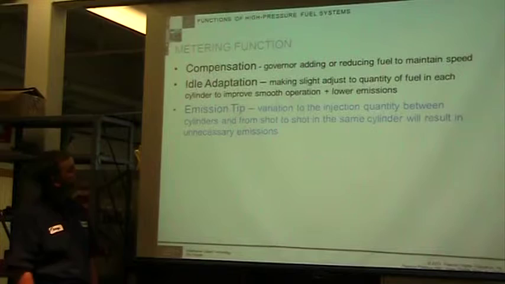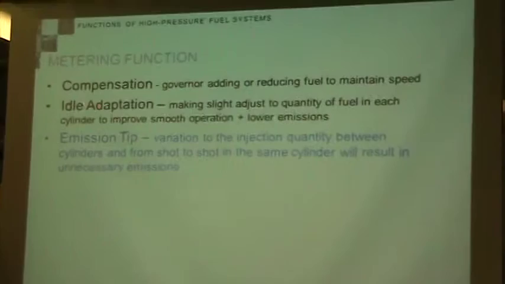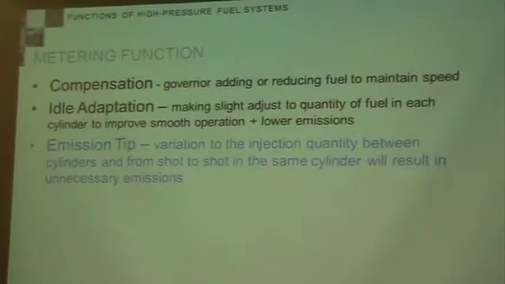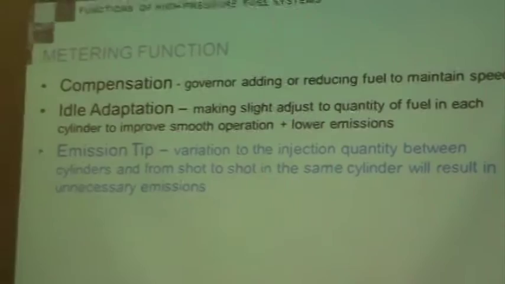Compensation. Governors either are going to add fuel or reduce fuel. They don't actually close a throttle plate. They don't reduce air. The governor compensates for speed changes by adding or subtracting fuel. So it's attached directly to the fuel arm of the mechanical system, or electronically, it's going to stop or add more fuel electronically. So it's controlling fuel directly.